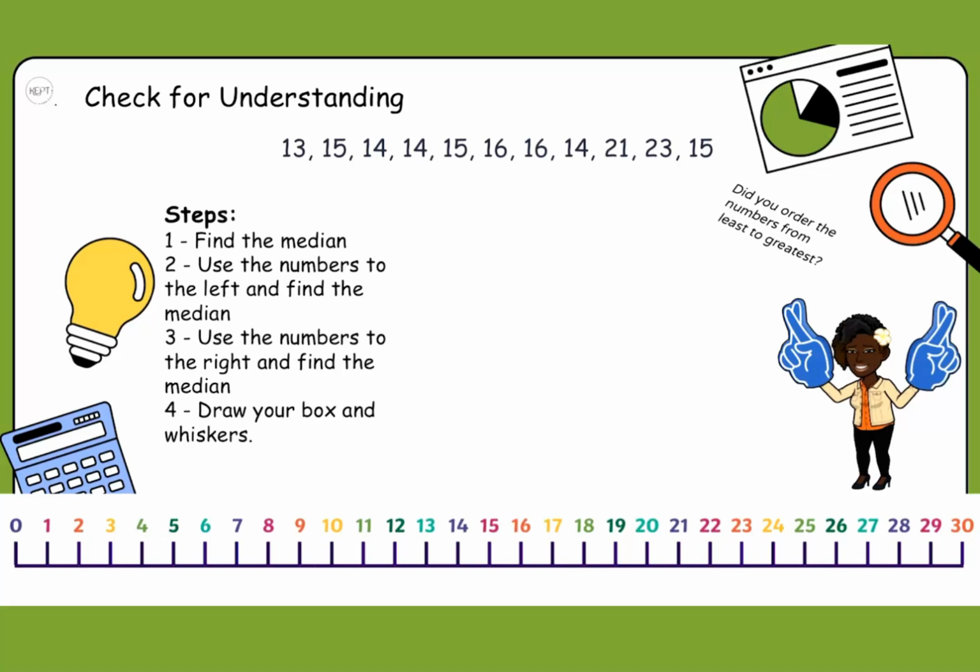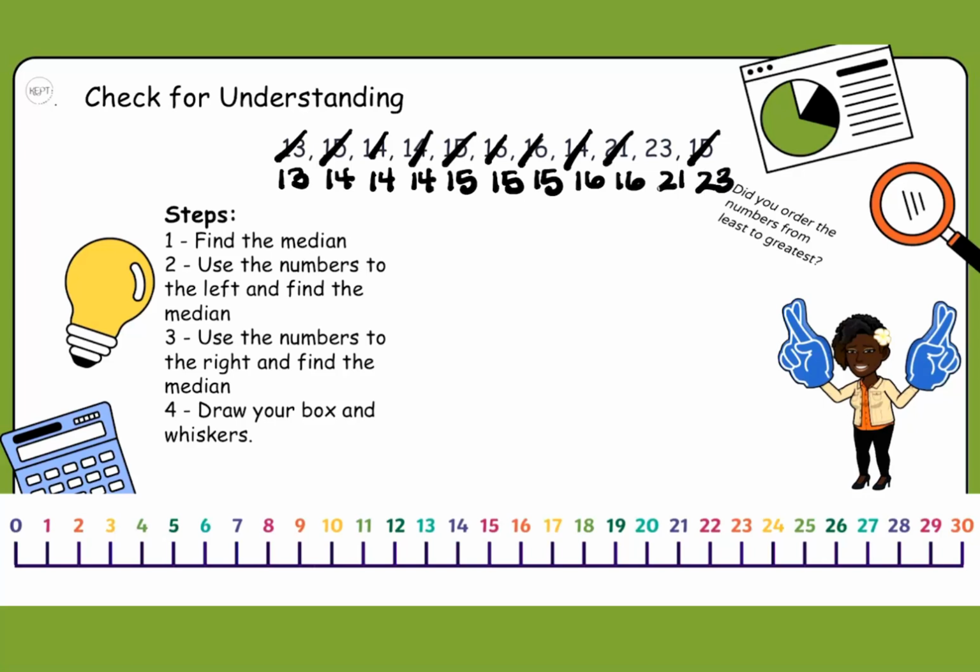Let's begin by putting our numbers in order from least to greatest. 13, 14, 14, 14, 15, 15, 15, 16, 16, 21, 23. Now that our numbers are in order from least to greatest, we can find the median, which is also our Q2. Lowest, highest, lowest, highest, lowest, highest, lowest, highest, lowest, highest, and our Q2 is 15.